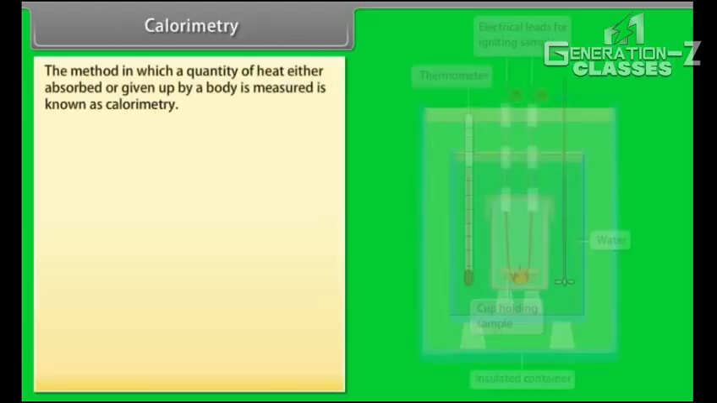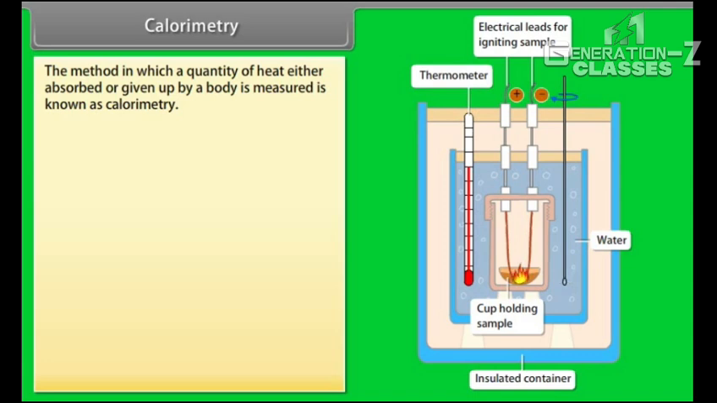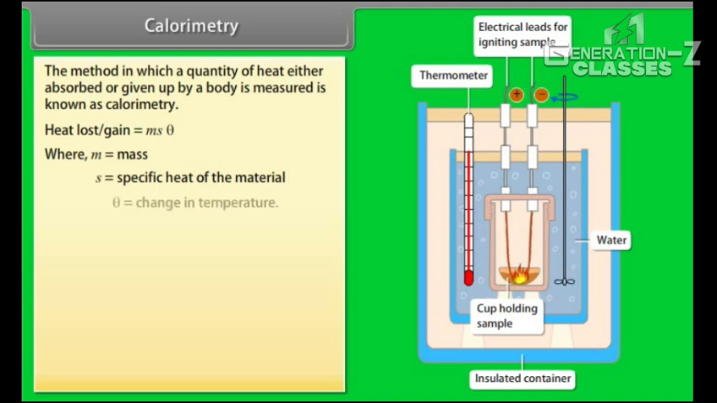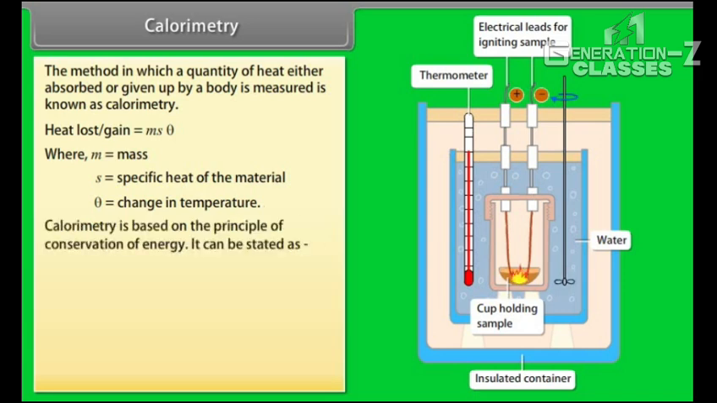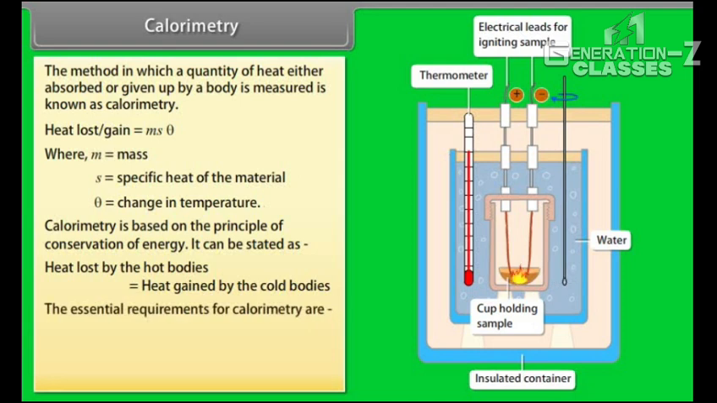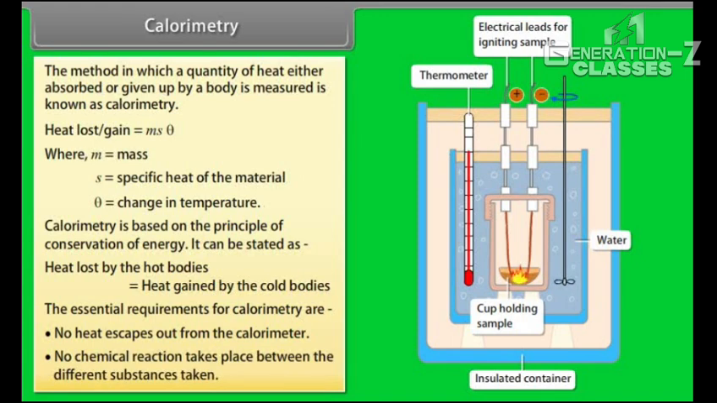Calorimeter. The method in which a quantity of heat either absorbed or given up by a body is measured is known as calorimetry. Heat loss or gain is equal to m s theta, where m is mass, s is the specific heat of the material, and theta is the change in temperature. Calorimetry is based on the principle of conservation of energy. It states that heat lost by the hot bodies is equal to heat gained by the cold bodies. The essential requirements for calorimetry are: no heat escapes out from the calorimeter, and no chemical reactions take place between the different substances taken.